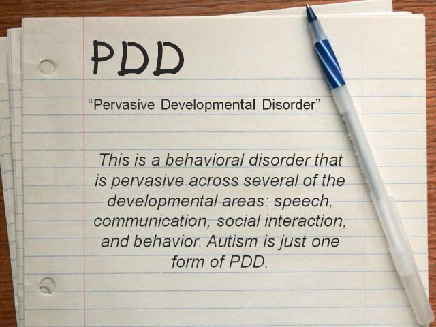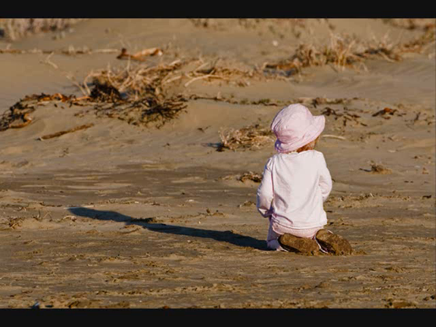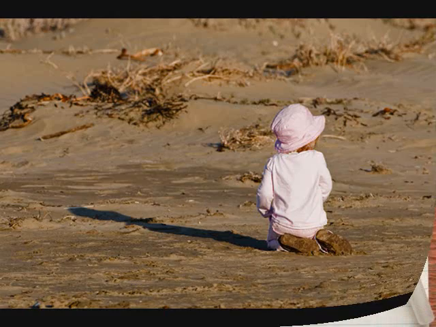PDD, Pervasive Developmental Disorder. This is a behavioral disorder that is pervasive across several developmental areas, such as speech, communication, social interaction, and behavior. Autism is just one form of PDD. Other types of PDD include Asperger's syndrome, childhood disintegrative disorder, and Rett syndrome. Children with PDD vary widely in abilities, intelligence, and behaviors. Some children do not speak at all, others speak in limited phrases, and some have relatively normal language development.